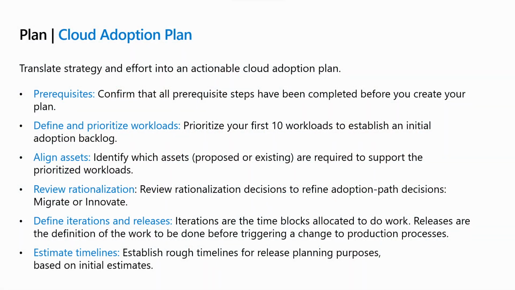Awesome. All right, so that brings us to the fourth step in the planning phase, right? Creating the cloud adoption plan. So this is the actual plan that we are going to use throughout the next two phases: the ready phase and the adoption phase as well. When it comes to the cloud adoption plan, there are a few components that are part of this plan, right? So you have the prerequisites, defining and prioritizing workloads, asset alignment, the rationalization review, the iterations and releases definition, and the timeline estimations as well.